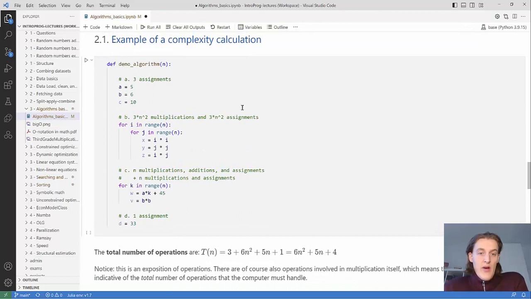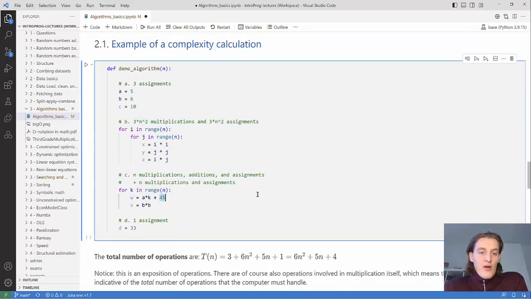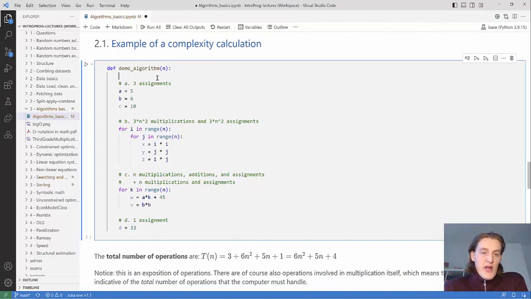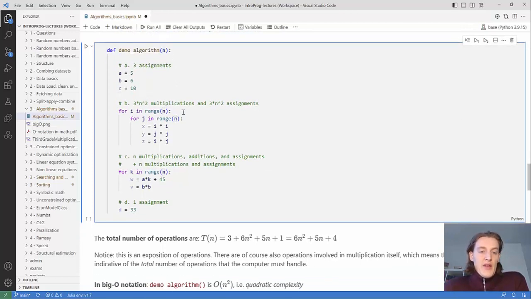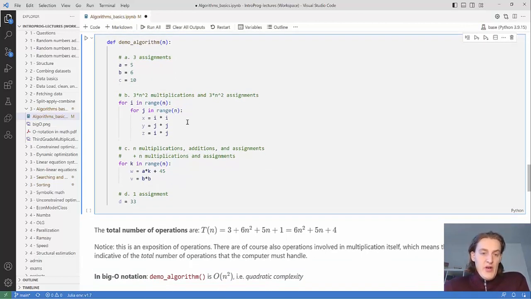Yes. Now I have a bit more of a longer example of complexity calculation. So this is a demonstration algorithm. It does 3 assignments in the beginning. These are not arguments. It takes one argument called n, and then it does a bunch of operations or calculations. So it loops through n, and then it loops through n again.